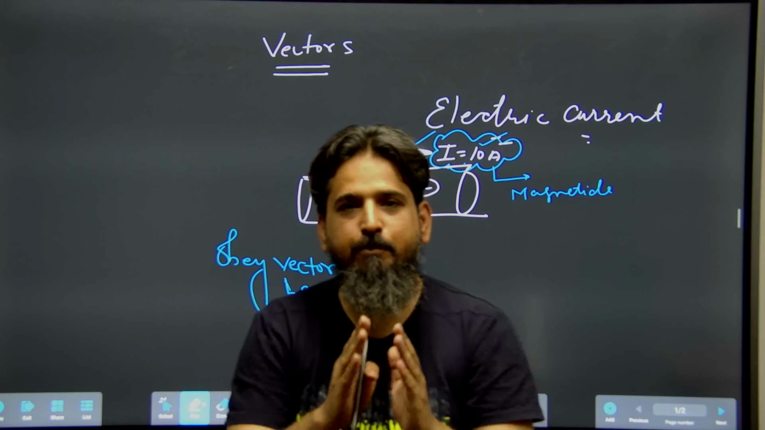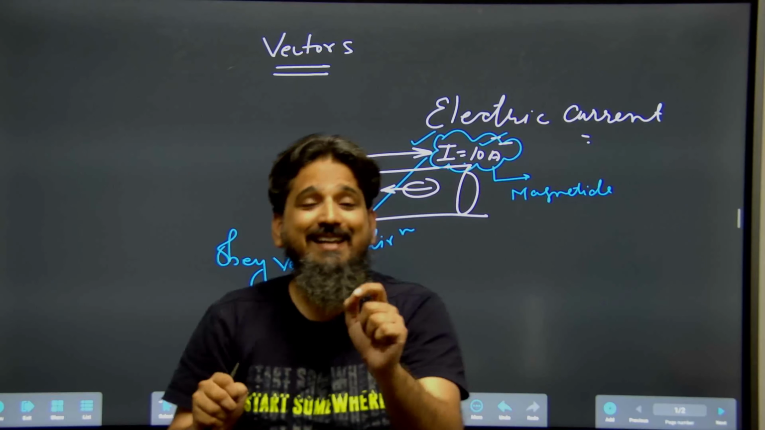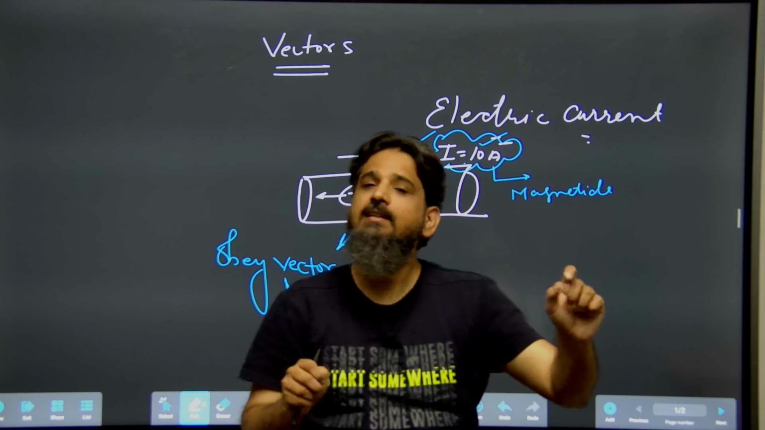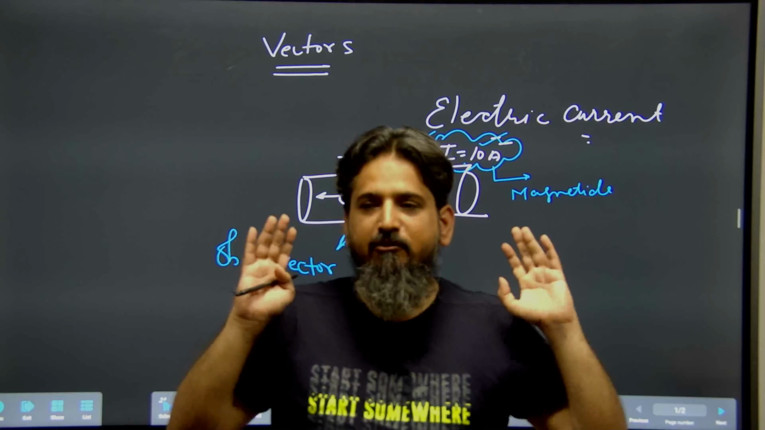So that's why we put electric current in the category of scalar, although electric current has both magnitude as well as direction. I think my point is very clear to all of you. Okay, can we move further?